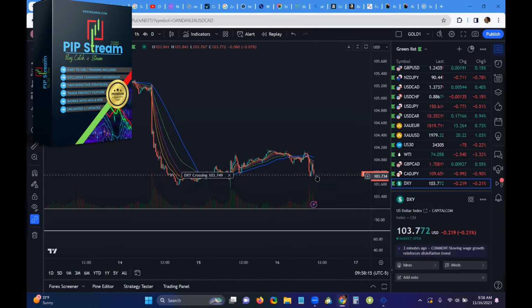It's close to hitting my target, but I wanted to hit that first before I consider closing. Let's keep watching and see what happens. But I believe it's gonna hit that target for me. That's my anticipation anyway. The market is gonna do what it's gonna do, but that's my anticipation. All right, be back in a jiffy.